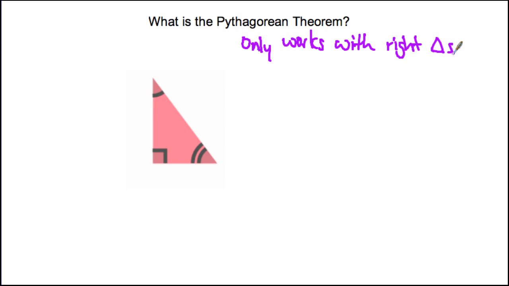The idea of this theorem came about a long time ago from this ancient Greek guy named Pythagoras. After doing a bunch of work and looking for patterns amongst triangles, he noticed something rather interesting.